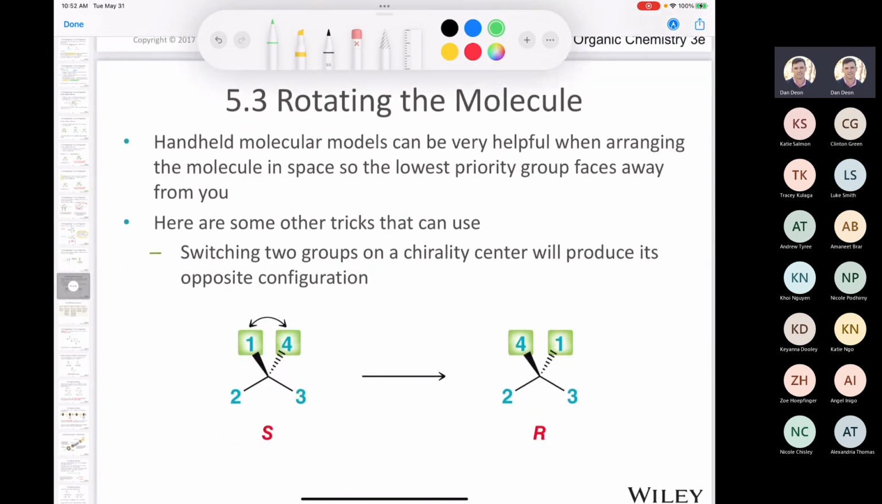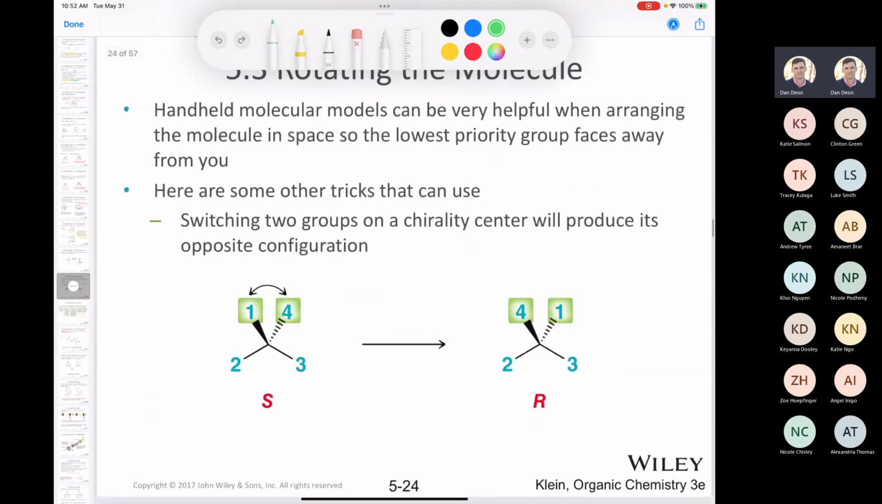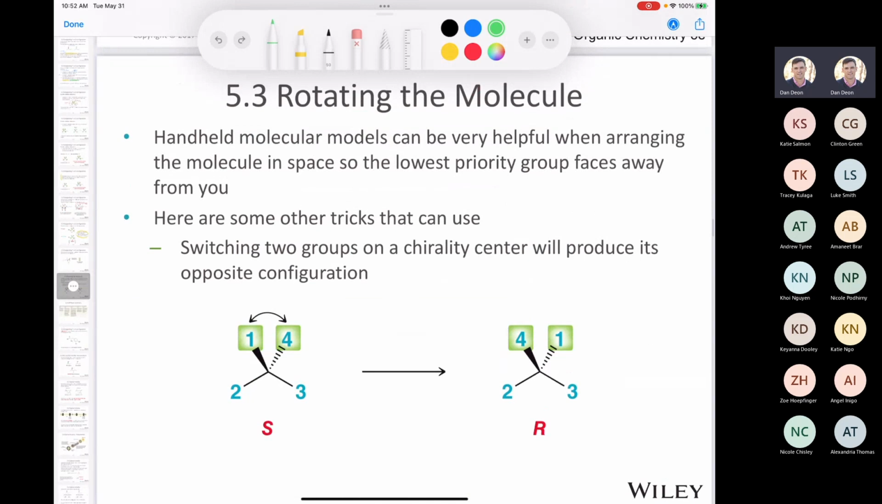And for rotating the molecule, there are some other tricks that you can use. If you swap 2 groups on a chiral center, it reverses the stereochemistry from S to R or R to S. And another rule that always makes me chuckle is, and I don't think I have it here, if you switch two groups, or switch two groups simultaneously, you end up with the same molecule.